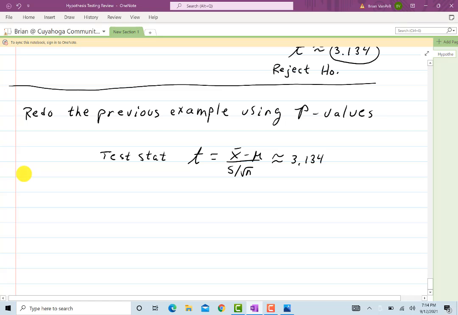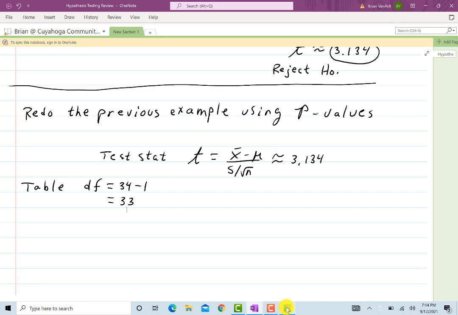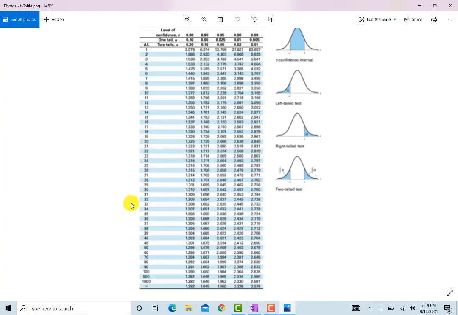Remember, this is a right-tailed test, and the degrees of freedom was equal to 34 minus 1, which is 33. So let me have that table. Once again, I'll go to the degrees of freedom of 33. Now my T was 3.134. If you look here, it's actually to the right of this column. If we go up here on one tail, this is a one tail of 0.005. That means that my p-value is less than 0.005.